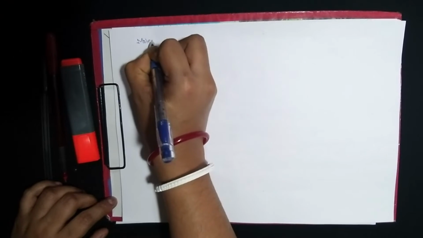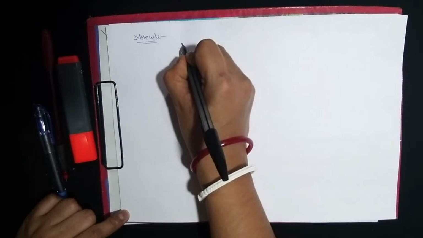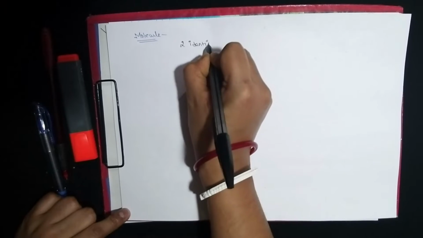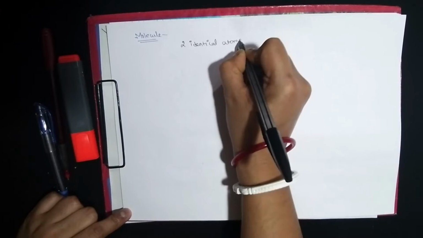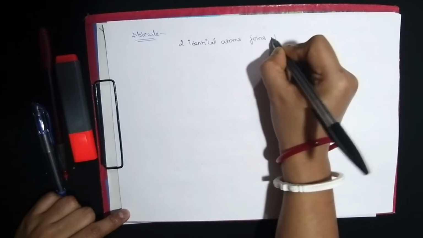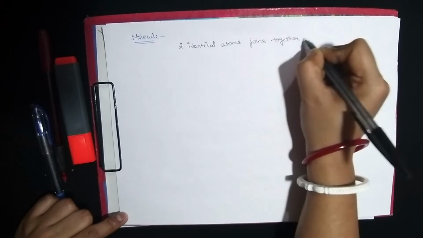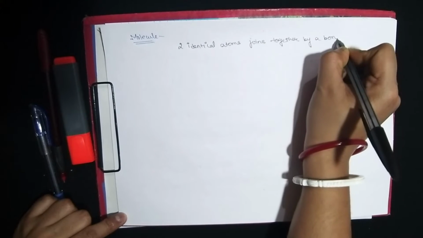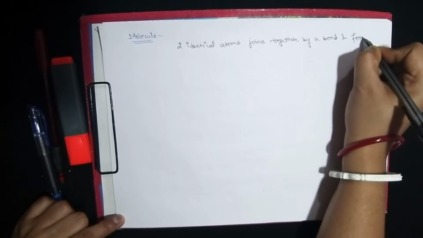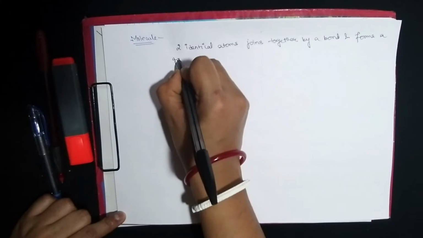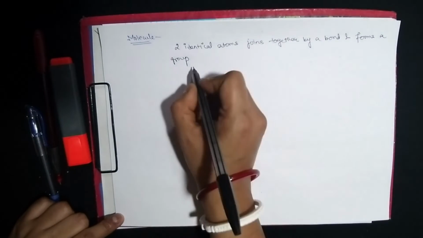Before moving towards the compound, there is another word. Next keyword is molecule. You have already studied in your previous chapter as well as in your previous classes. What are molecules? When two identical atoms join together by a bond and form a group, that group is called a molecule.